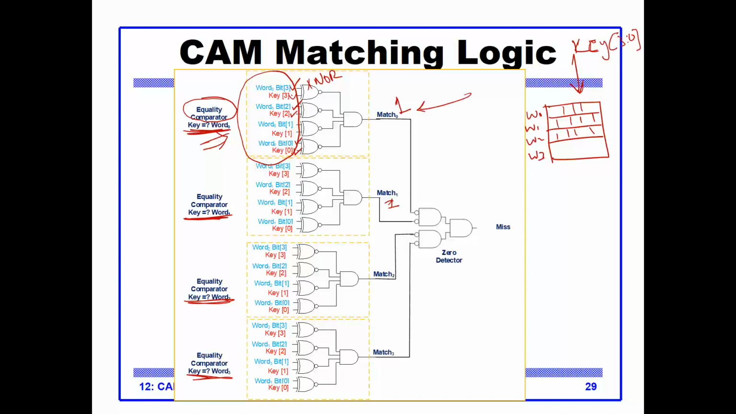Now notice that any one of these could be a 1. Suppose I don't have a match here, so there is no matching: 0 0 0 0. Then this zero detector tells me that if miss equals 1, it means I do not have the key in my memory. So this is what the miss signal tells me. This is a zero-detect circuit: if all the match lines are zeros, then the miss equals 1.